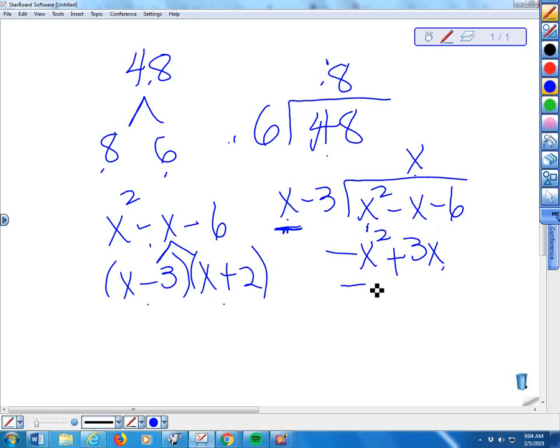Now I'm going to subtract them. The whole point of doing this is that x squared goes to 0. I don't have to even write it. That dropped out. So now I'm going to move on. Negative x plus 3x. And now I'm going to bring this term down.